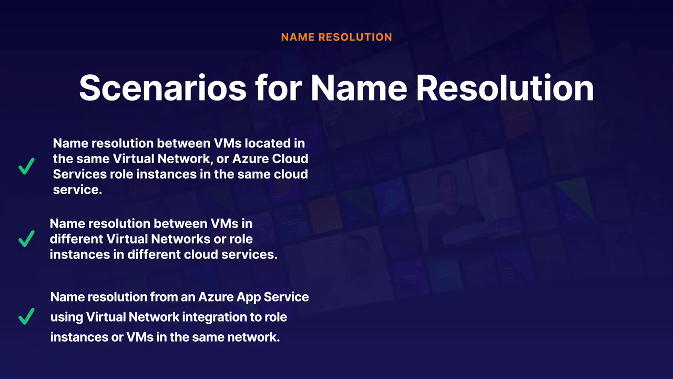So here are your basic scenarios you're going to see for name resolution, and some of these may pop up in the exam, so keep an ear open. The first is, of course, name resolution between VMs located in the same virtual network, or Azure Cloud Services role instances in the same cloud service. So we're talking about VMs in the same VNet or subnets, and say app services or database services. They're going to all basically know each other's names, so that is going to be pretty much in place.